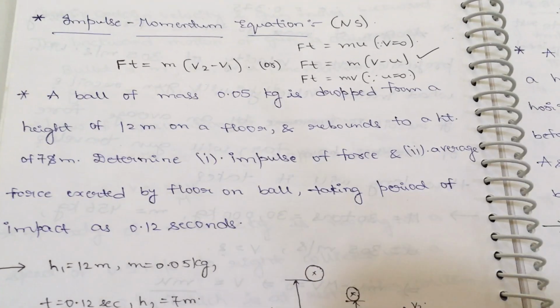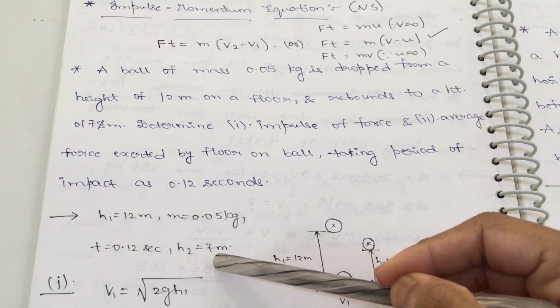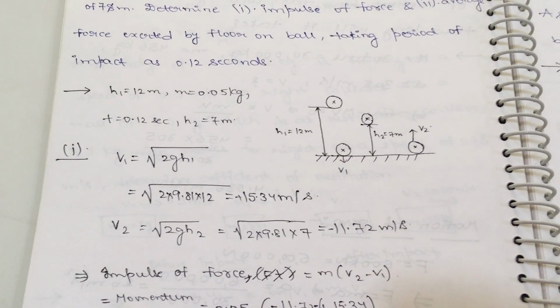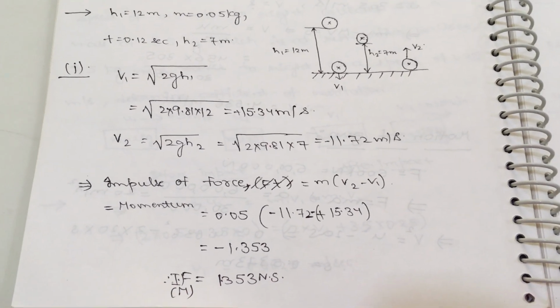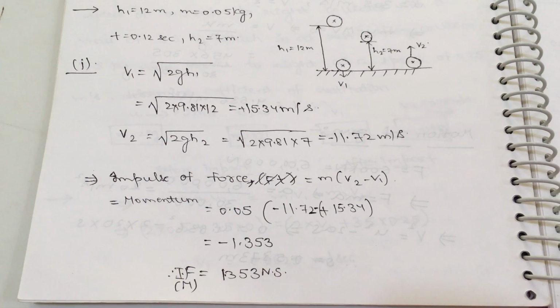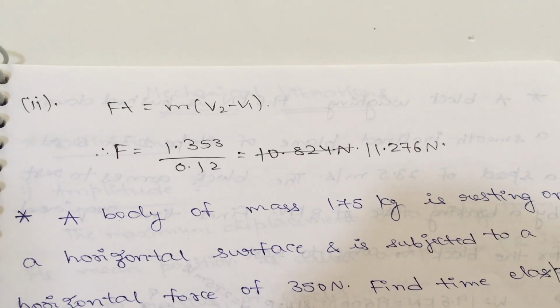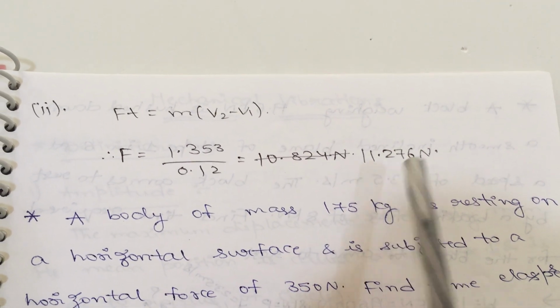Once again, see the problem. This is the problem. Here the mass value, two height values and time value are given in the question. So according to the height values we can calculate the velocity values. Next, in the first bit, by using the momentum formula we can calculate the impulse of a force, and from the impulse momentum equation we can calculate the force value in this way.